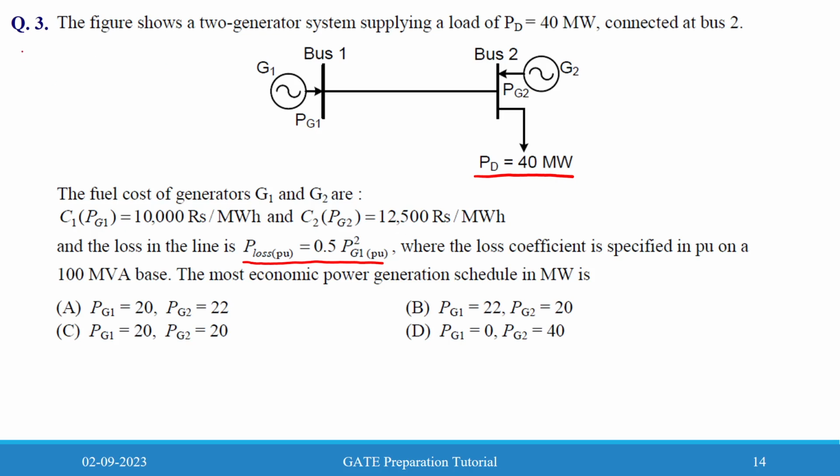This question was asked quite a long time back, in GATE 2012. But see, in this question it is mentioned fuel cost. But if you look at the unit, it is not the fuel cost, it is the incremental cost, right?